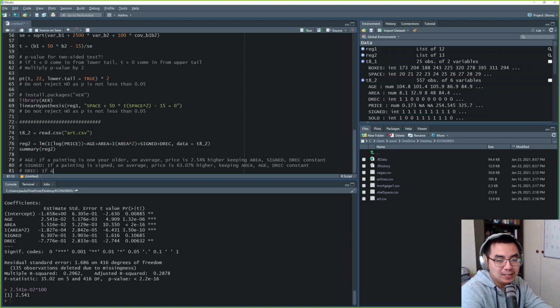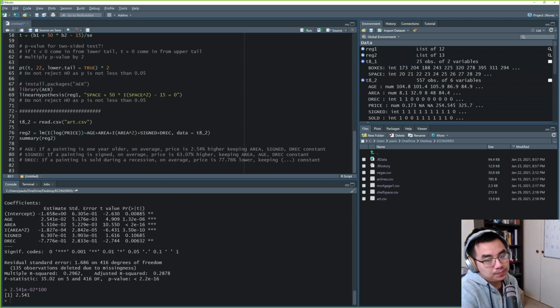Recession is that if a painting is sold during a recession, on average, price is 77.76% lower, keeping, etc. constant, right? You get the point at this stage, okay? All right, so the only thing I would mention here is that you have to multiply this by 100 and it becomes a percentage because the variable that's been logged changes in percent. Remember I told you that last week? Yeah. So that's one way that I remember how to interpret log regressions.